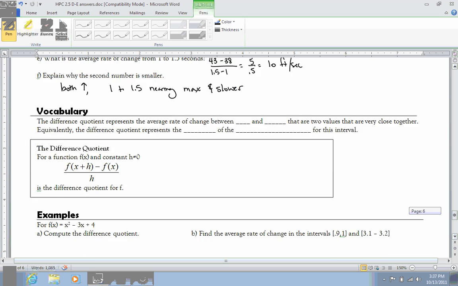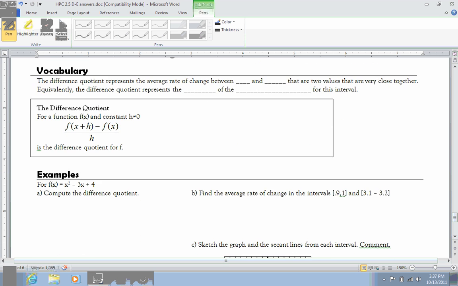Next part here, we're going to go through some vocab. The difference quotient represents the average rate of change between the x and the x plus h values. There are two values that are very close together. Equivalently, the difference quotient represents the slope of the secant line for this interval.